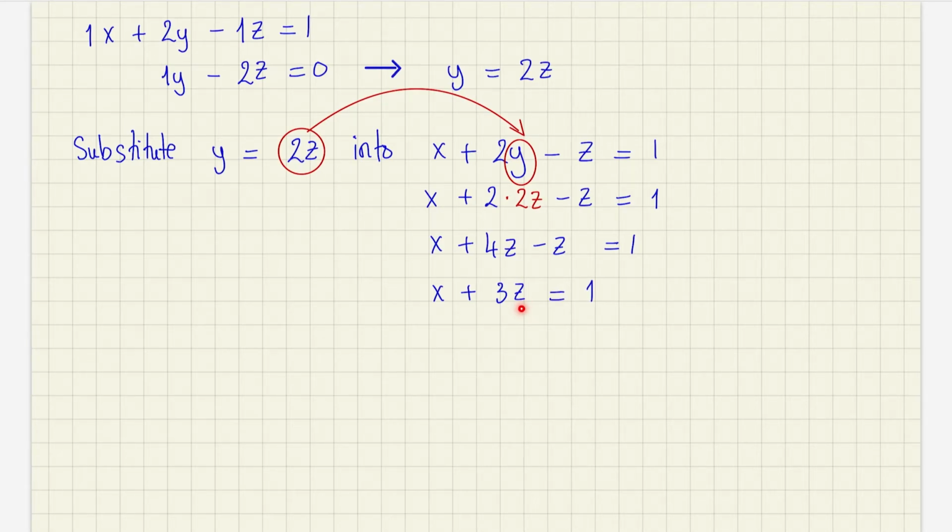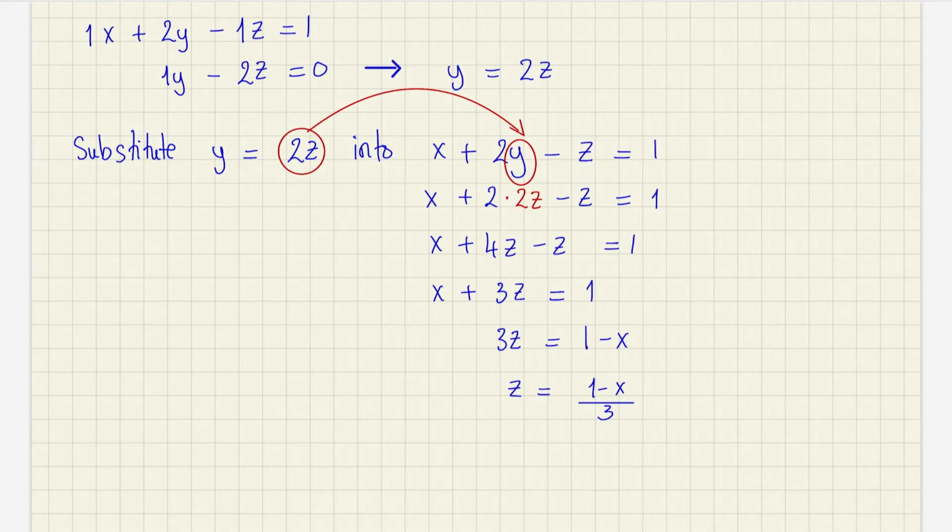Now, I need to solve for z. So I'm going to subtract x from both sides. I have 3z equals 1 minus x. And then divide both sides by 3. So z is (1 minus x) over 3.